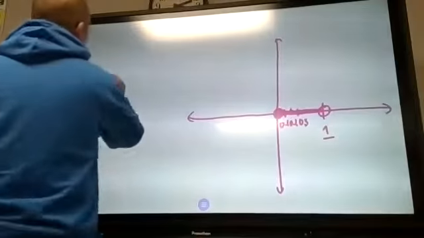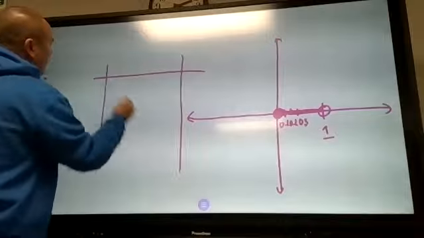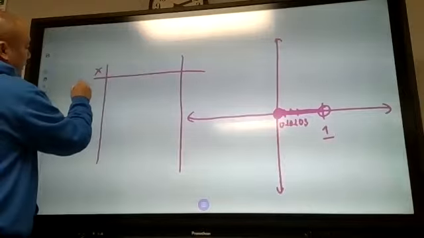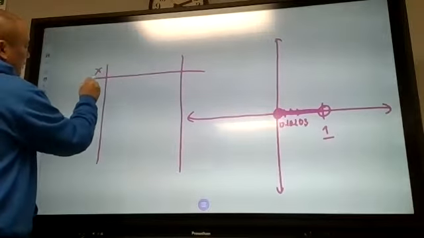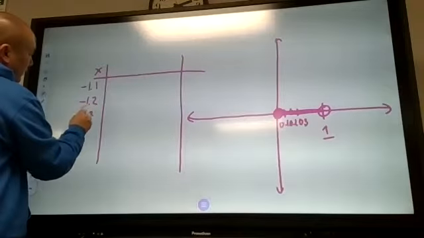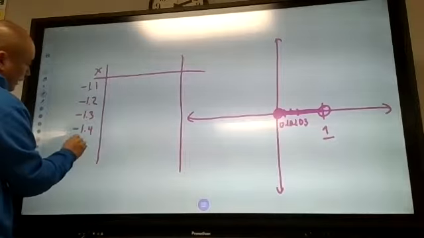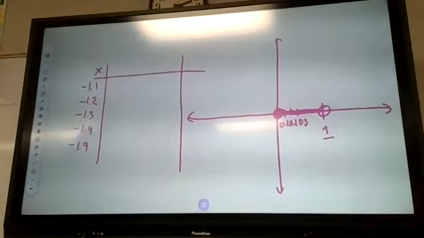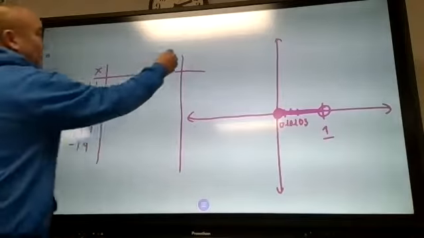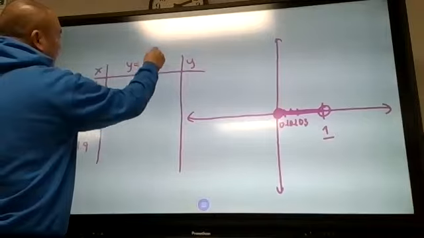Okay, so now let me make another table. Let's say we have a greatest integer of x, and let's say we have -1.1, -1.2, -1.3, -1.4, all the way down, and it goes to -1.9. Remember that you're rounding down. Okay, so y is equal to what? Y is equal to the greatest integer function of this.